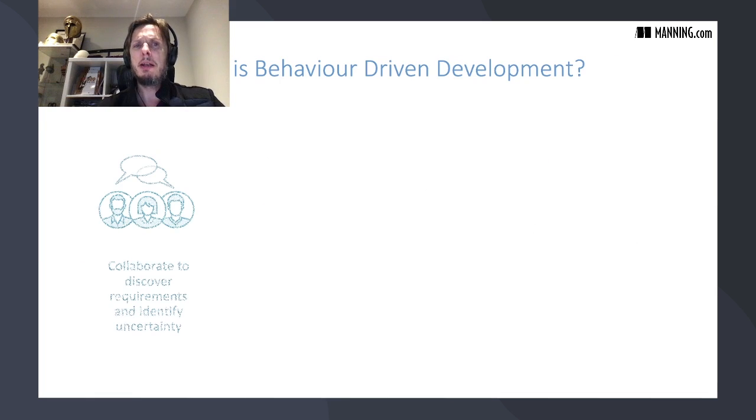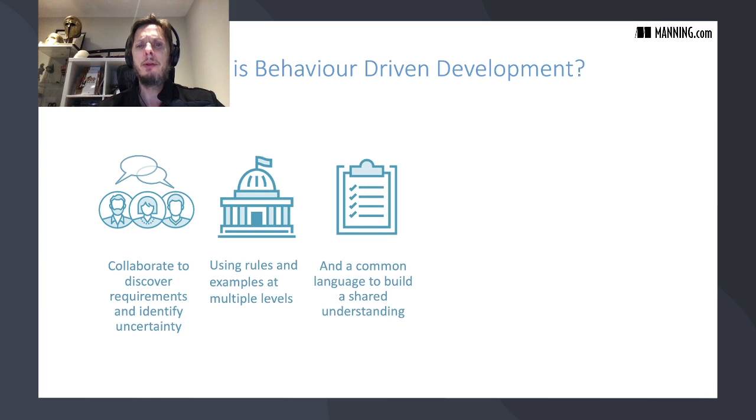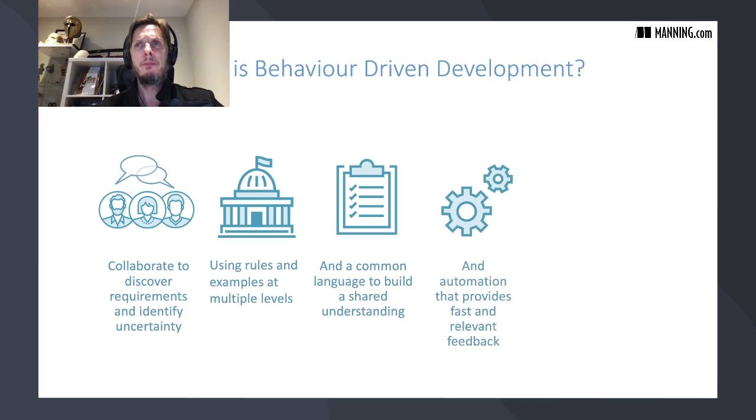In a nutshell, it's a collaborative approach. It's a collaborative technique for understanding requirements and discovering uncertainty. We use rules and examples at multiple levels, and we build a shared understanding by exploring and building up a common language, a common vocabulary, a common way of talking that's very specific to your project. So you get a common language that's project specific, and that's really important.